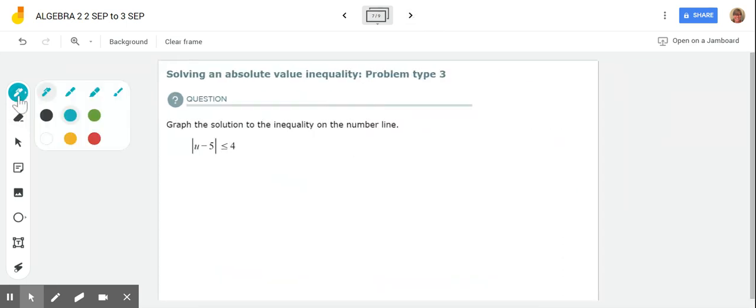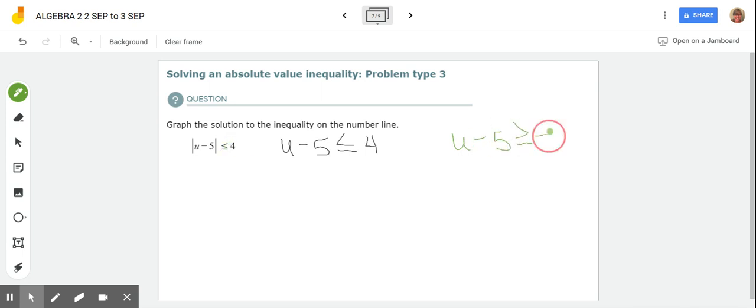Okay, now we have a slightly more complex absolute value. Again, you are going to take out the inside, u minus 5, and set it equal to what it is already. That's exactly right, write it this way, but without the absolute value. On the other side, you are going to write the same thing, the inside, but you're going to switch the inequality around and make it negative. Okay, and then solve.